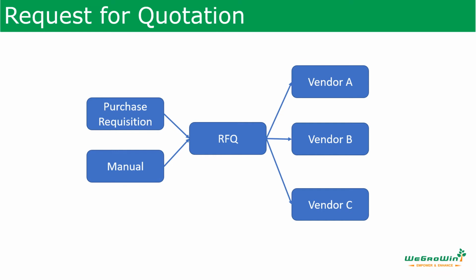So the request for quotation will be entered for the relevant material or the relevant service, and this is done with respect to that particular purchase requisition. And these details are sent to different vendors like vendor A, vendor B, and vendor C, and details are collected. The quotations will be collected and compared.